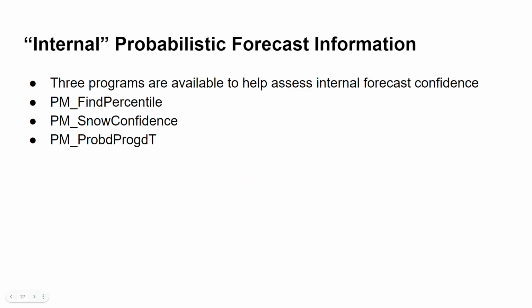So we have three programs available to help assess internal forecast confidence in the graphical forecast editor. The first is Find Percentile, the second, Snow Confidence, and the third, Prob DT, which takes a look at run-to-run changes in your probability of winter precipitation forecast output.